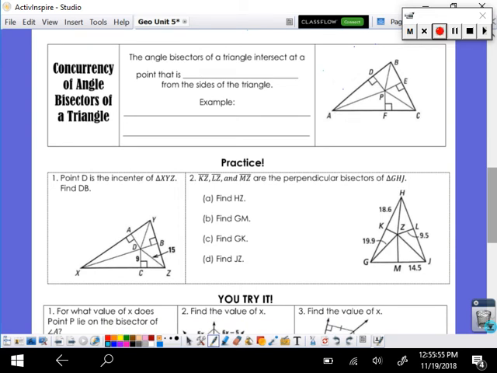All right. Okay, now we have something called the concurrency of an angle bisector of a triangle. So basically concurrency, that's just going to be where a bunch of lines or segments come together and form a point. Okay, so for an angle bisector, the angle bisectors of a triangle intersect at a point. So that means intersecting at a point, that means that they are concurrent. So the angle bisectors of a triangle intersect at a point that is equidistant. We love that word. Basically equidistant from the sides of the triangle.